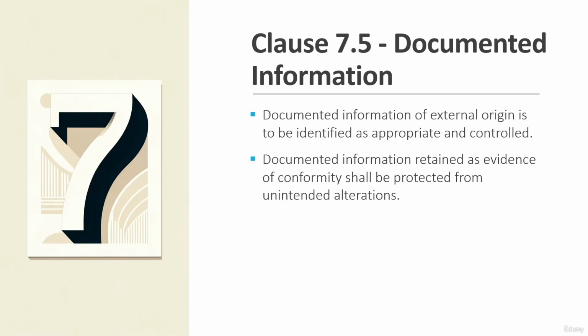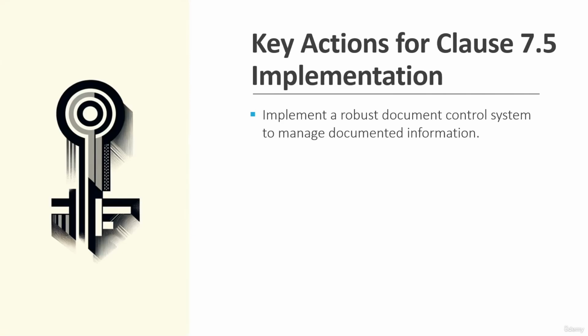So this was clause number 7.5. Let's quickly wrap it up. In very simple and plain terms, when we are talking about documented information, the simple requirement is that you need to have a robust document control system to manage the documented information. So with this, we complete clause number 7, which is support.